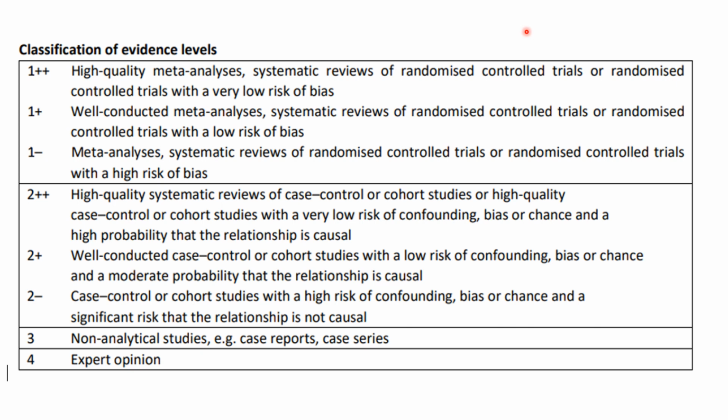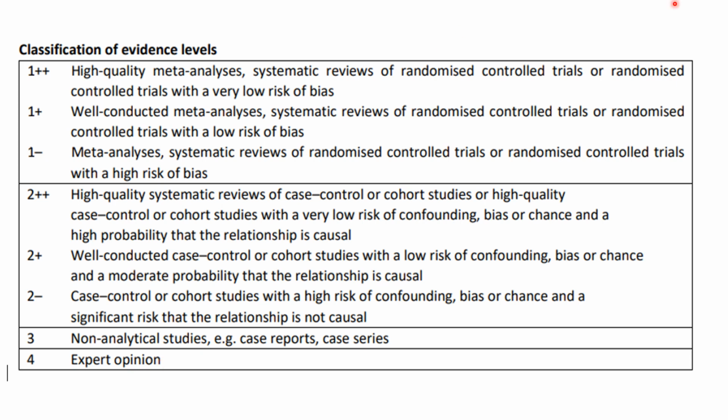As you can see here, the classification of evidence is documented as 1++, 1+, and 1-. In the next row, there is 2++, 2+, and then 2-. In the third row is 3, which is non-analytical studies, for example, case reports or case series. In the fourth row is expert opinion.